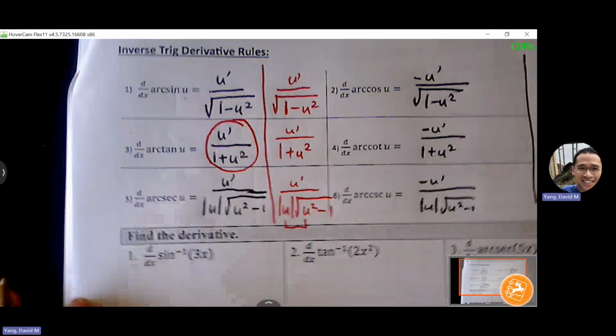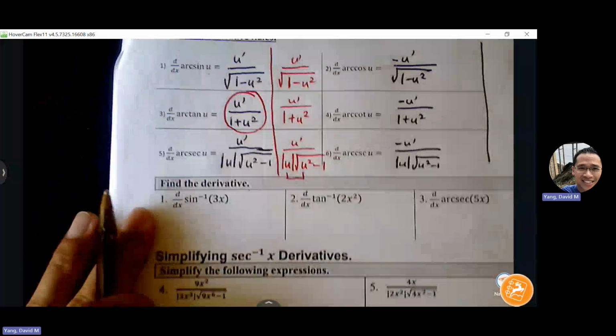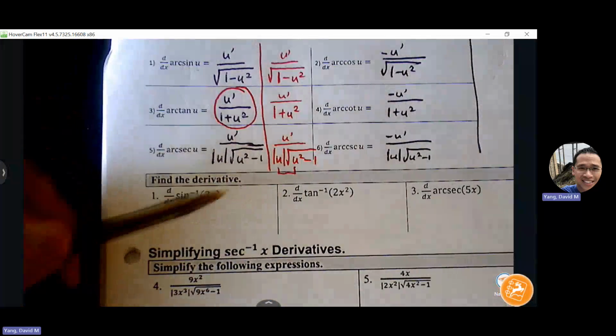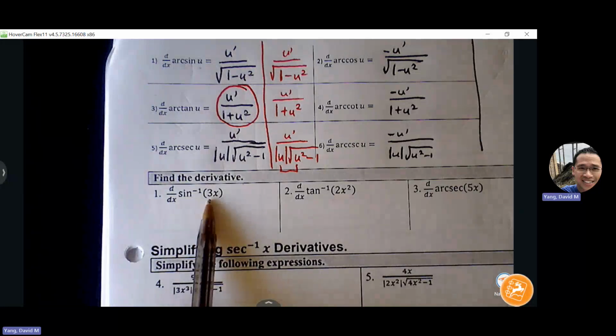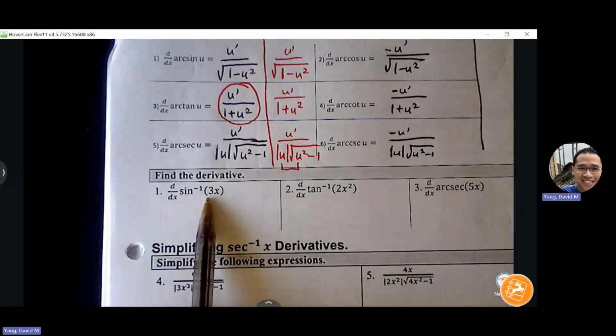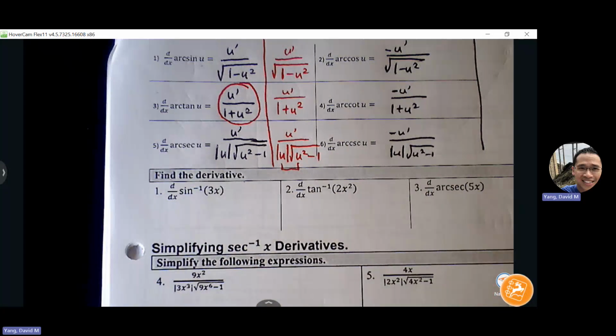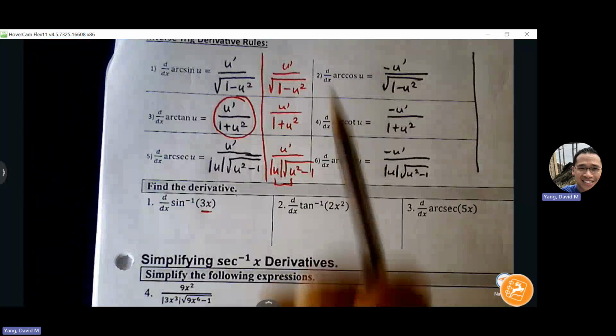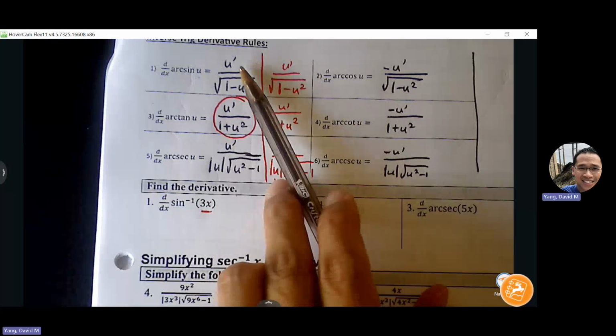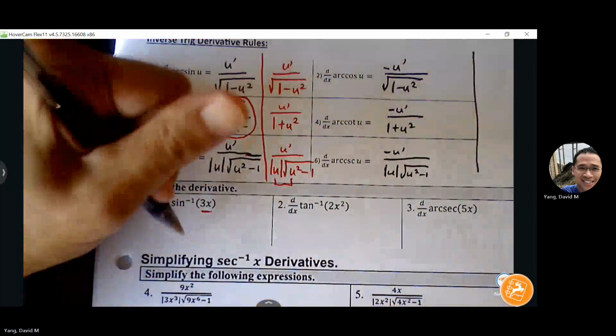Okay, so let's try a couple of these derivative rules. The hardest part is just memorizing the rules. The rest of it is just following them. So I have arcsine, or inverse sine, of 3x. What's my u value here? 3x. So I'm just going to focus on that u value and insert it into my formula. Okay, so here's my formula. u prime is up top. What's u prime? 3.